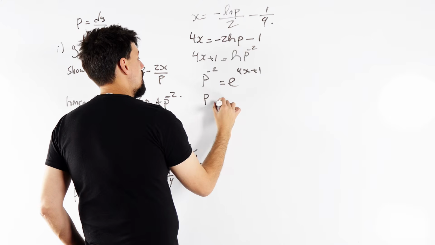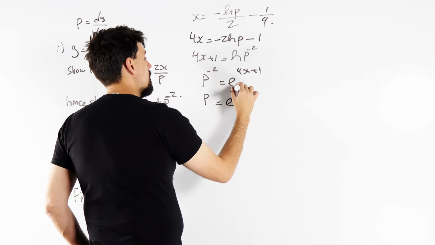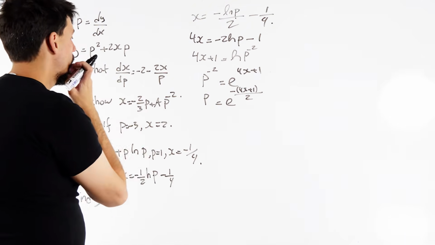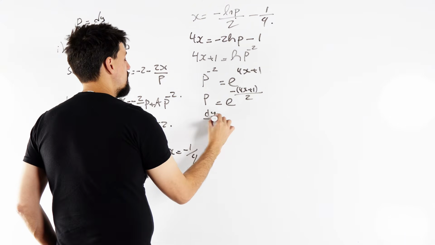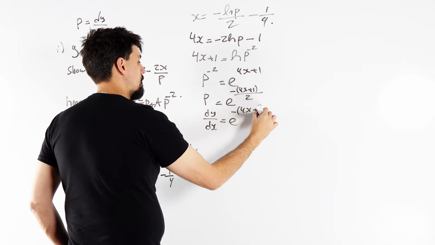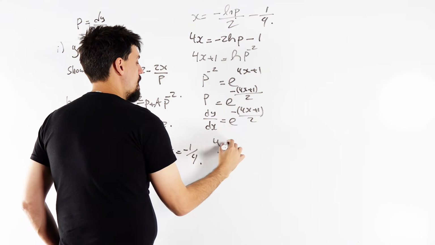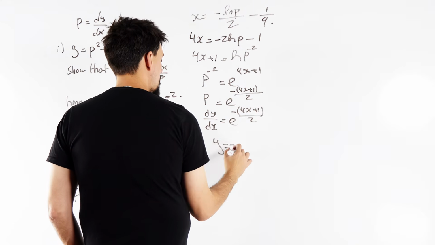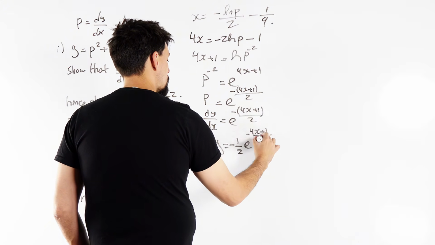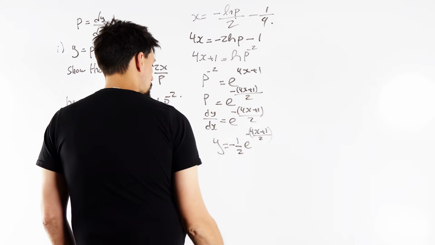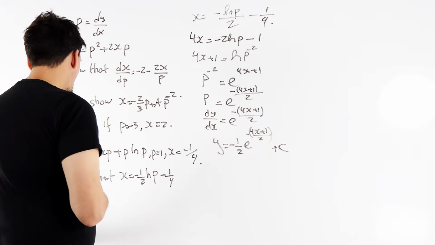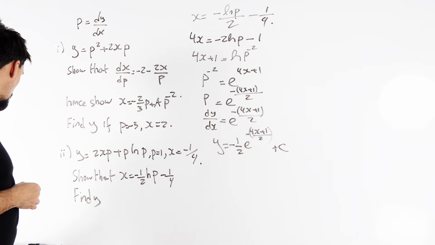p equals e to the minus 4x plus 1 over 2. Now p is dy by dx. So y is minus 1/2 plus some constant. And I do believe I do not have the information necessary to find that constant.